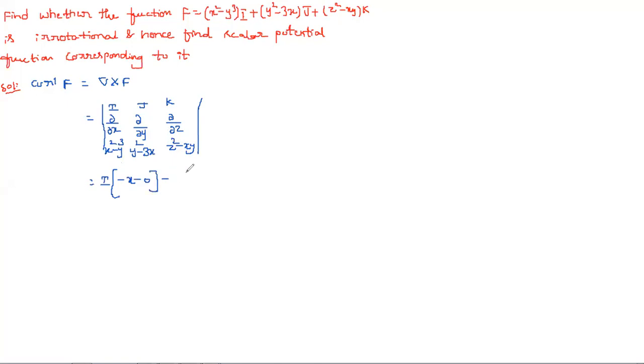And next, minus j into dou by dou x of this one. We'll get minus y, and dou by dou z of this one is minus 0. Plus k into dou by dou x of this one, which is minus 3, and dou by dou y of this one is simply plus 3y square. So finally what we got here is minus x i plus y j, plus k into minus 3 plus 3y square.